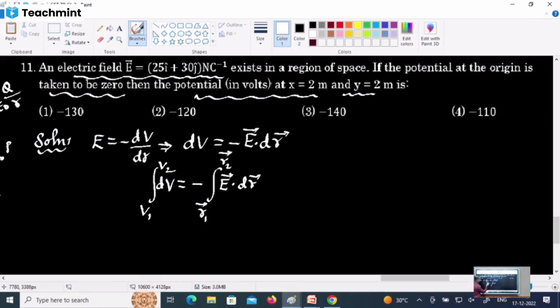Otherwise, if you evaluate the integral dv, it will be v. So therefore, v2 minus v1 on the left hand side is equal to negative of E vector dot dr vector between r1 vector to r2 vector.